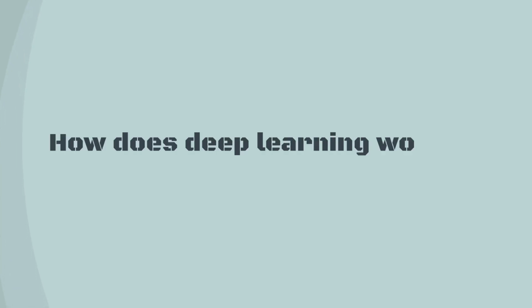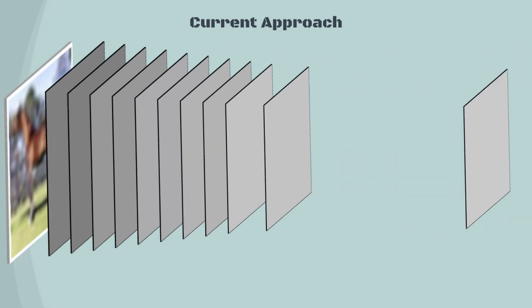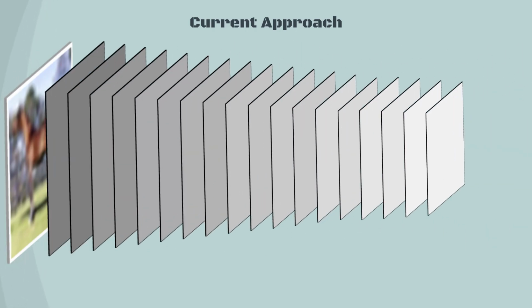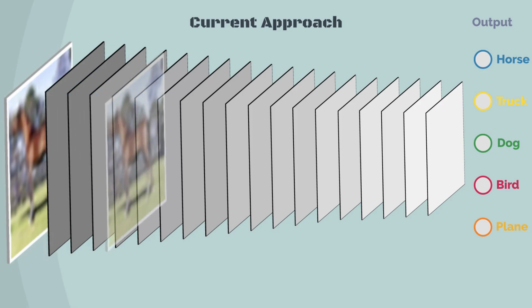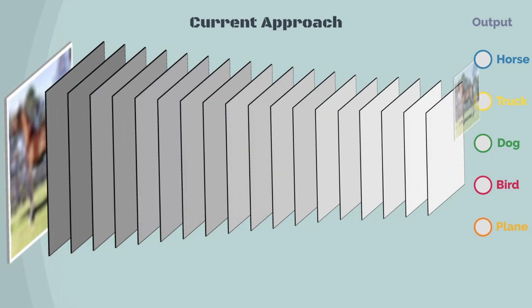How does deep learning work? The current approach. A deep network is a network with many layers. These networks are commonly used to perform classification tasks on images. The image is processed through the network until it reaches the output layer and selects the correct output.